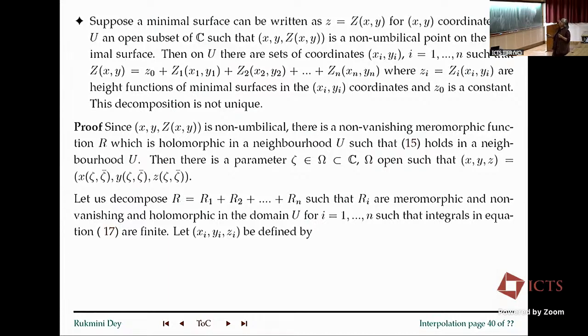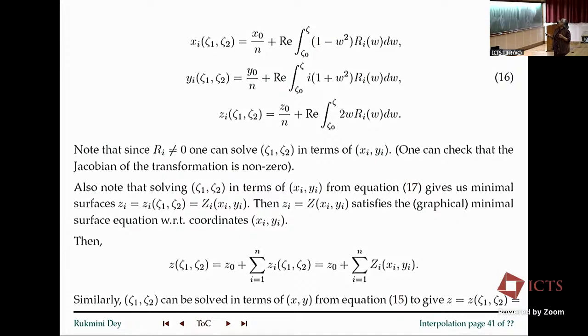And then what I get is, for each i, R1 plus R2 plus Rn equals R. So for each i I do xi, yi, zi, x naught by n, y naught by n, z naught by n, plus all these terms. And then it is easy to see that z of zeta 1, zeta 2 is the sum of these. So in zeta 1, zeta 2 coordinates, actually this is the sum of the z coordinates. But it's not really the height function.